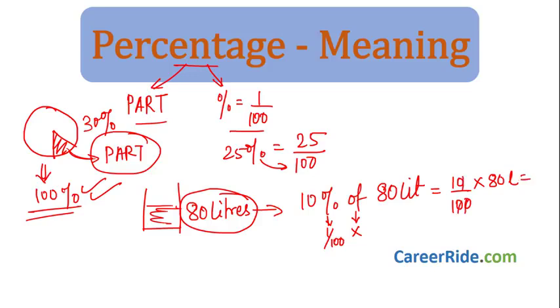So this gets cancelled, this gets cancelled. So what do we get? 8 liters. That means the person wants 10% of the 80 liters, or 10% of the water means the person wants 8 liters of water. This is the actual meaning of percentage, a part of a whole. If someone wants the entire 80 liters, that means the person wants 100% of the water or 100% of the thing.